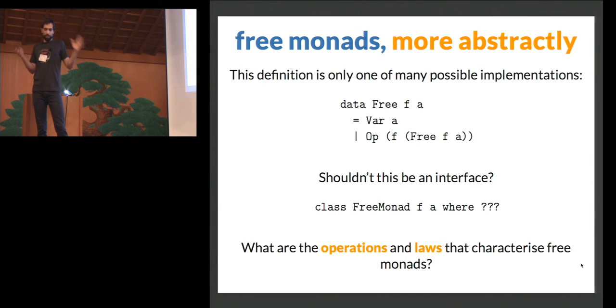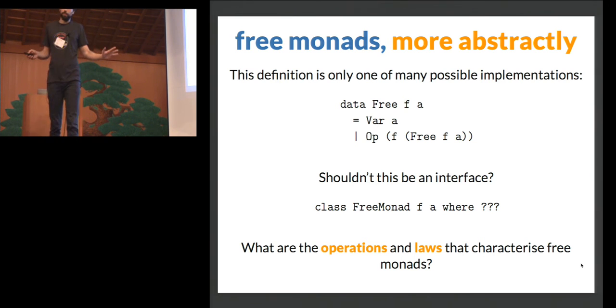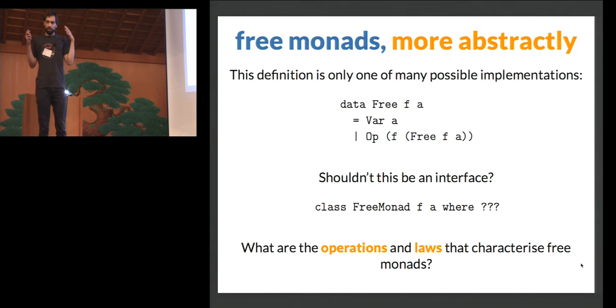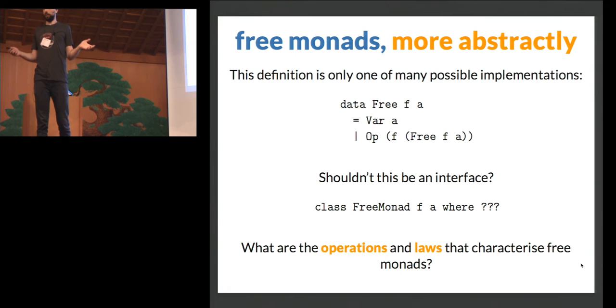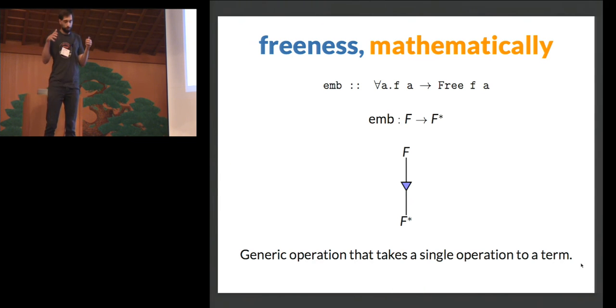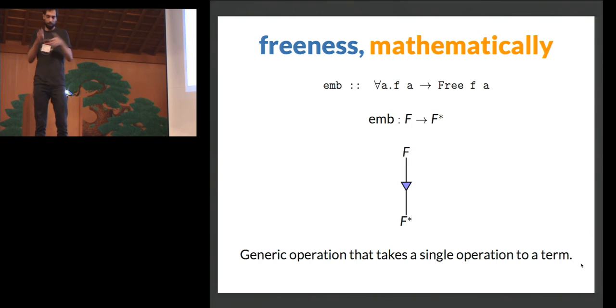So, but if it's a property and we would like to come up with an interface to work with free monads, the question is what are the operations and laws that characterize free monads, right? So the simplest ones come from the fact that free monad is free in the mathematical sense. There is a definition of what free things in mathematics are. So let's just unpack this definition and let's see what happens.